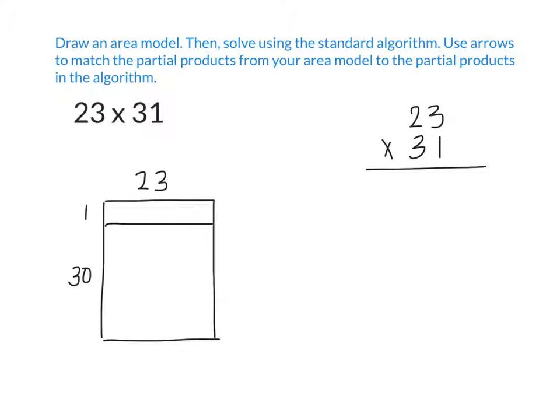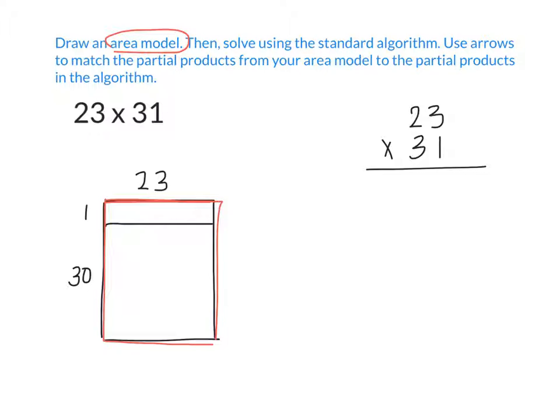As we know, we can use an area model to help us multiply. Okay, area models are just drawing a rectangle and then finding the area of that rectangle, because as we know, in order to find the area of this rectangle right here, we have to multiply the length times the width, right? What's the length? 23. What's the width? 31.